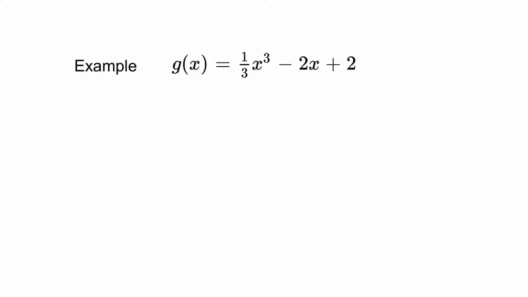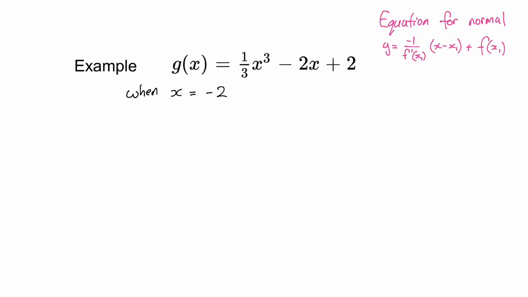Let's look at doing an example of finding the normal when x equals minus 2 of our equation g of x, which is equal to 1 over 3 x cubed minus 2x plus 2. Well, we're going to need our equation for the normal, which is given by y equals minus 1 over the derivative evaluated at that point, outside of x minus that point, plus the evaluation of the function at that point.